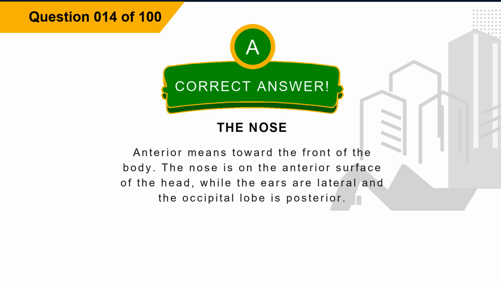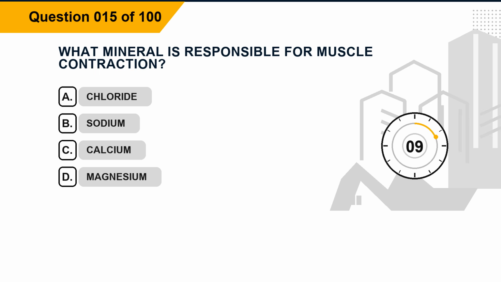Explanation. Anterior means toward the front of the body. The nose is on the anterior surface of the head, while the ears are lateral and the occipital lobe is posterior. Question 15. What mineral is responsible for muscle contraction?